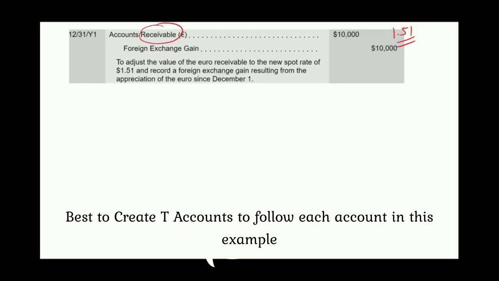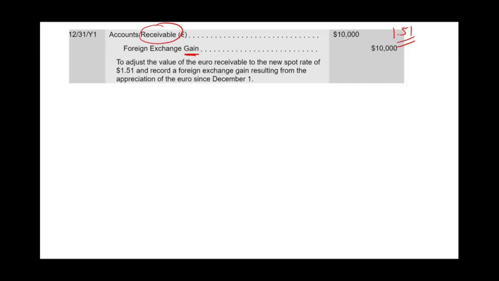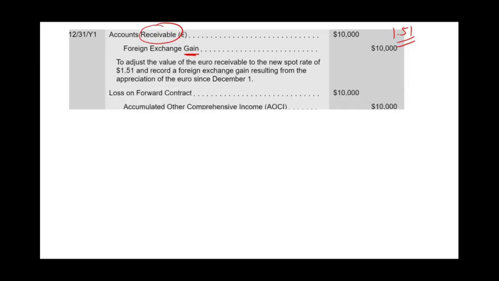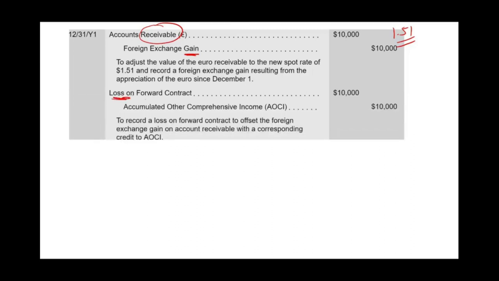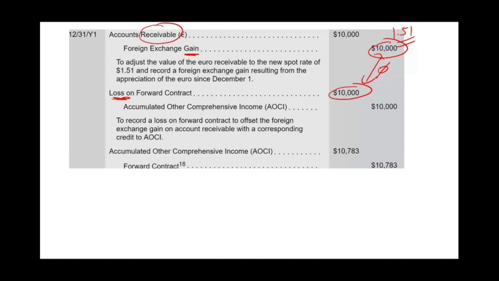Now we have to account for the forward contract. If we made the gain here, what did I tell you is going to happen to the forward contract? The forward contract will have a loss. It's like the opposite, and that's why it's called hedging. A gain will offset a loss. So we're going to have a loss on the forward contract, and we're going to put that in accumulated other comprehensive income. Notice the gain and the loss: a gain of 10,000, a loss of 10,000. So what happened on the income statement? The effect is zero. That's what we mean by hedging. Then we have to create a liability.